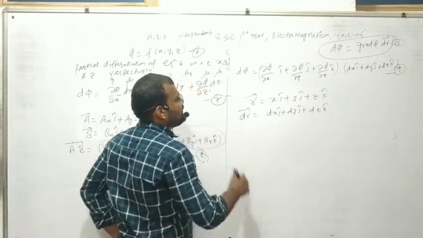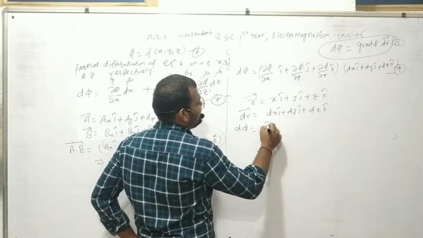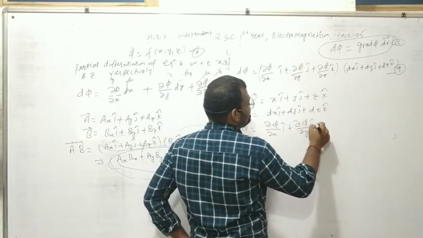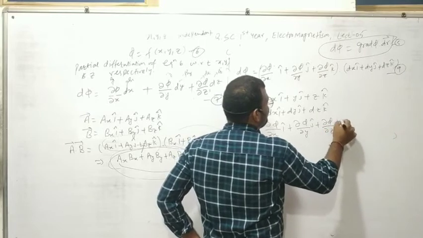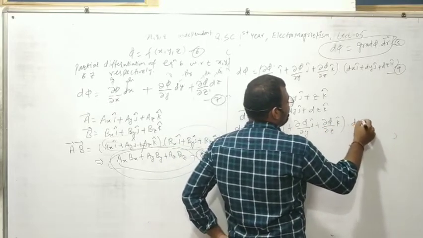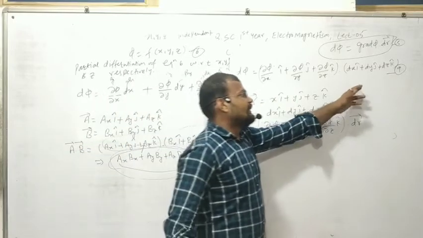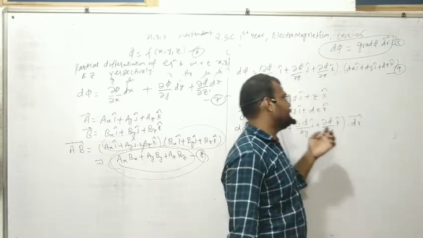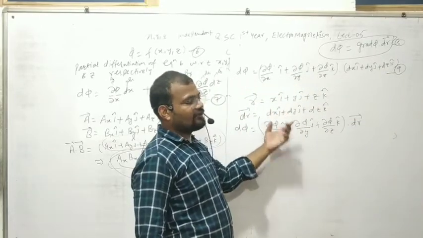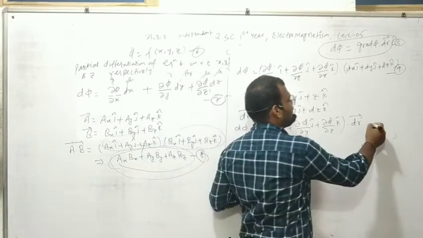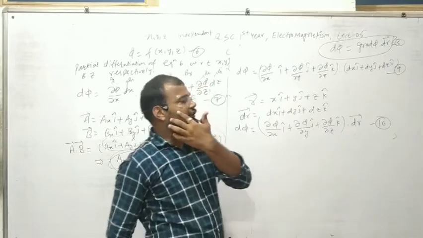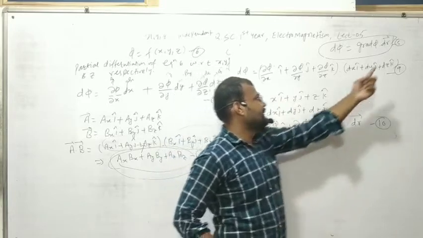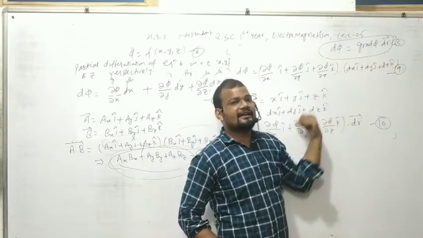So from equation 9, what can you write? D phi will be del phi over del x i cap plus del phi over del y j cap plus del phi over del z k cap dot dr vector. What did I do? I replaced dx i cap plus dy j cap plus dz k cap with dr vector. So this is your d phi and this is your equation number 10. Now compare equation number 5 and 10, d phi and dr vector. So what will be the gradient phi?